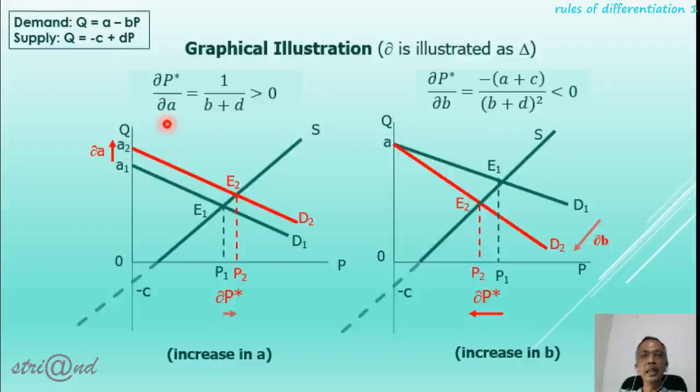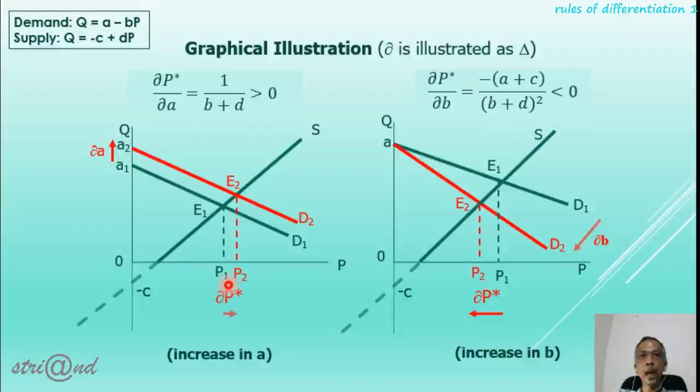In this partial derivative, we need to find the change in P star if A changes. A in this demand function is the intercept here. It is the quantity intercept. Because in this illustration, the quantity is put on the vertical, so the A is here. It is the vertical intercept of this demand function. So when A increases, the demand curve will move upward from D1 to D2. Here, A1 to A2. So the equilibrium point moves from E1 to E2.